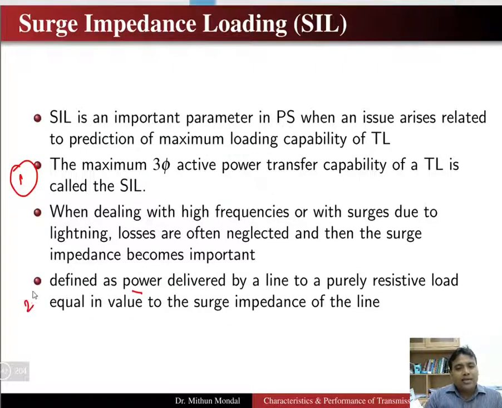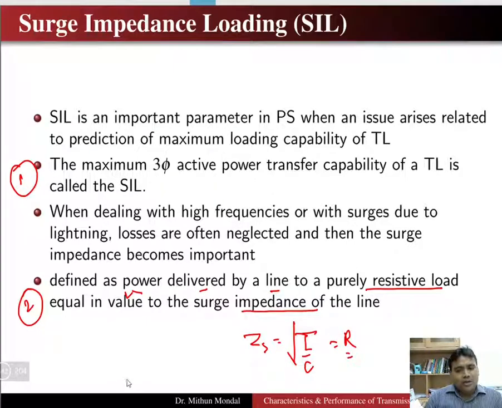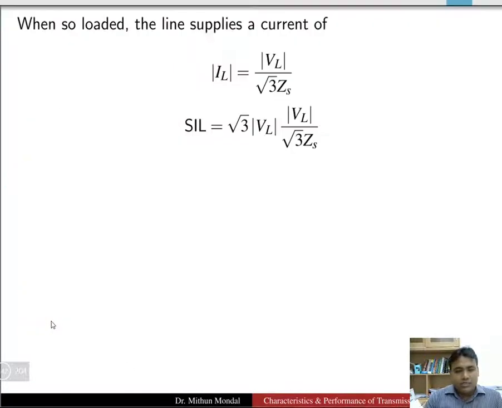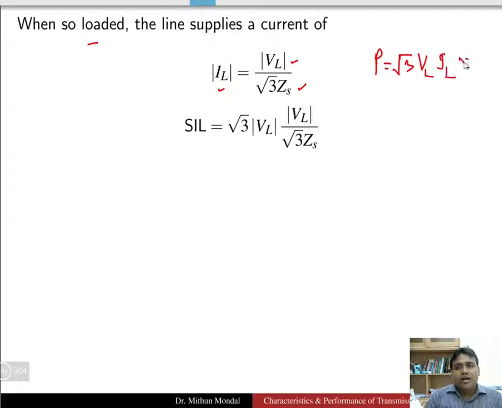Next, we can define surge impedance loading as that power which is delivered by a line to a purely resistive load. Why? Because Zs is equal to under root L by C, and this is equal to a resistive load equal in value to the surge impedance of the line. This is the second definition of surge impedance loading. Now when the line is loaded, the value of IL will be equal to VL by root 3 times Zs, because we know the formula for power is root 3 VL IL, taking cos phi to be 1.